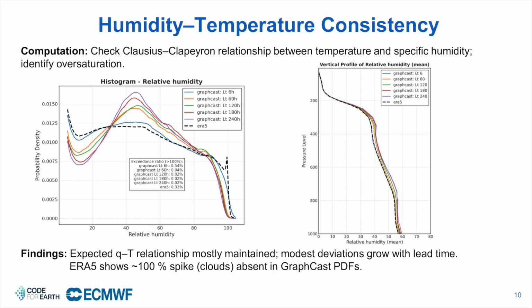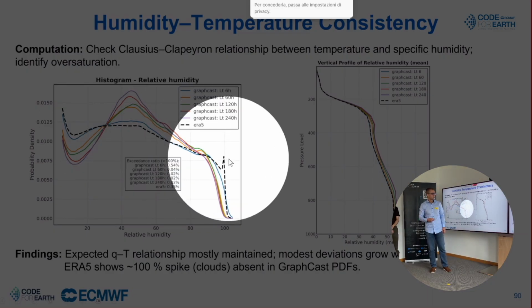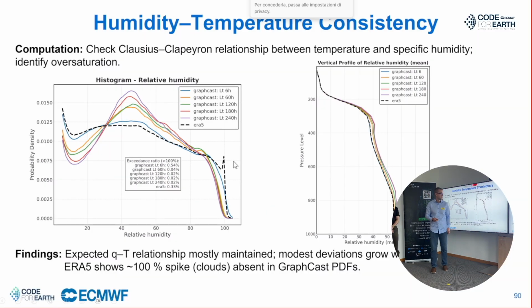So next we have humidity-temperature consistency, where we compute the relative humidity using the Clausius-Clapeyron relationship, which we can see is generally well maintained, although we can see a notable difference, which is this spike that appears only in ERA5 data, and this spike corresponds to clouds, which GraphCast obviously misses.